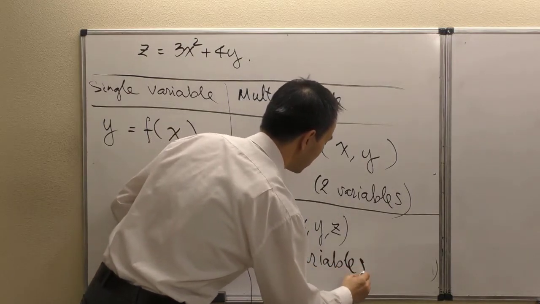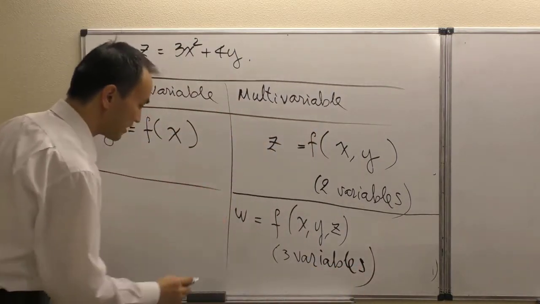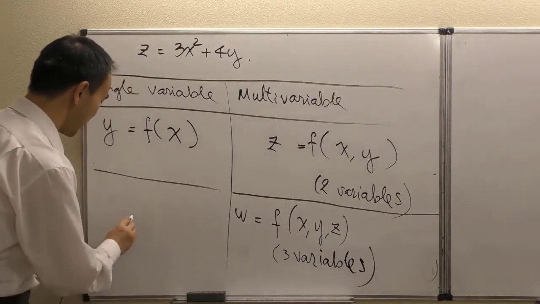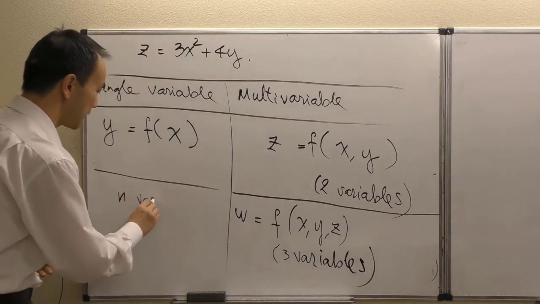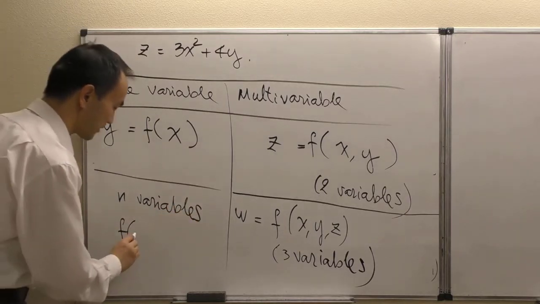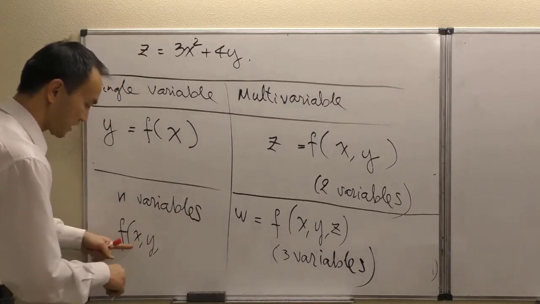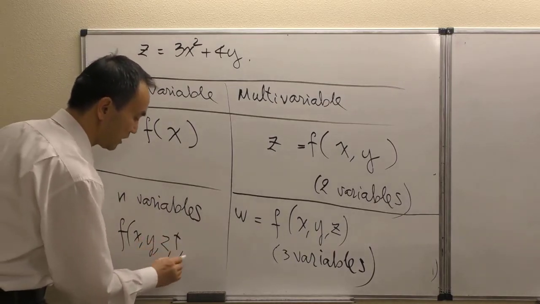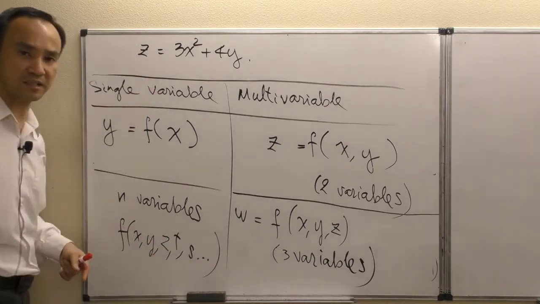And so now we can even have even more variables. So in a more general case right here, we can have up to n variables. All right, so our function is going to look as follows: f of x, y, z, t, s, as many as possible.